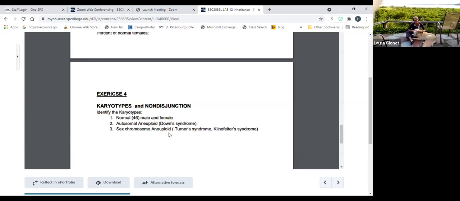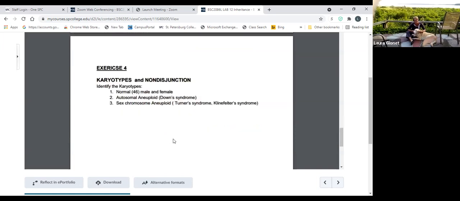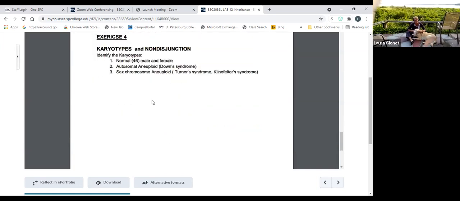All right, then we have exercise 4, karyotypes and non-disjunction. I generally don't do those either, because by the time we get through all these different inheritance patterns, I usually don't have time for it. But I would like you to look at those karyotypes, because the karyotypes are a map of your chromosomes. Starting with the largest ones to the smallest ones, they're in pairs, pair 1, 2, 3, 4, 5, 6, all the way through 23.